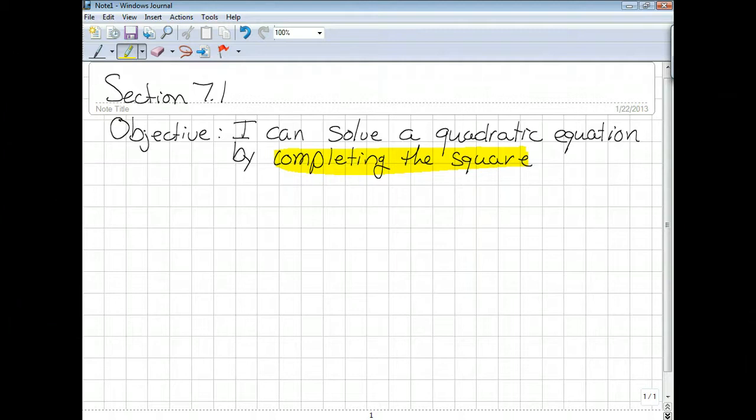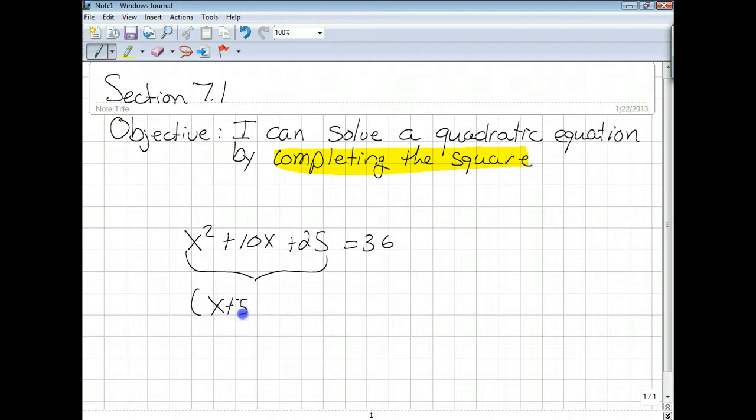Today we're going to solve quadratic equations by a process called completing the square. Our goal is to take a quadratic equation, x squared plus 10x plus 25 equals 36, and force this side to be a perfect square. Notice that this one does factor to x plus 5 times x plus 5 equals 36. So we get x plus 5 quantity squared equals 36.